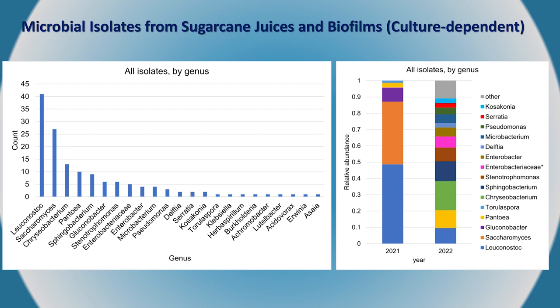And then over here on the right panel, we have them grouped according to the year. So in 2021, when we started, these are the isolates we found, mostly Leuconostoc, Saccharomyces, Gluconobacter, and a little bit of Pantoea.